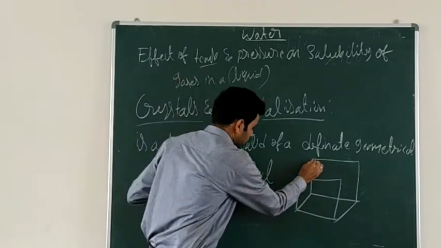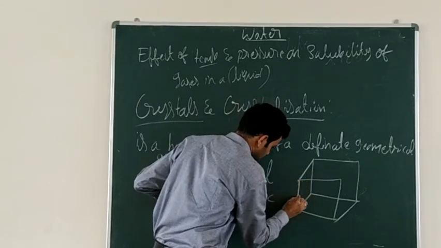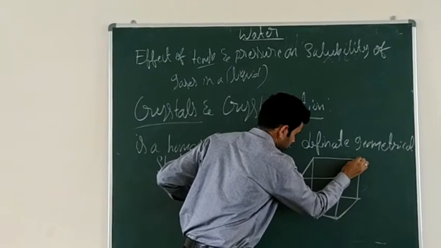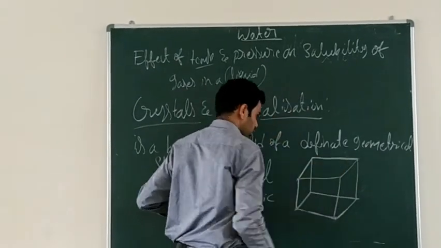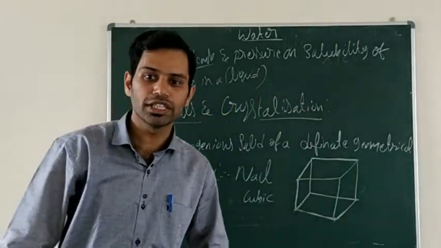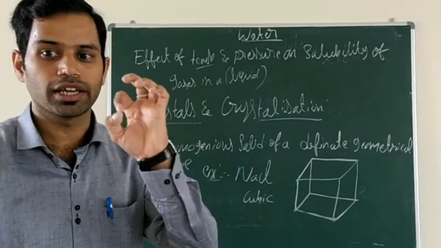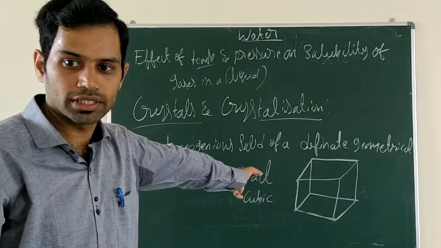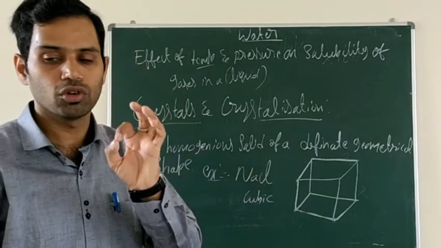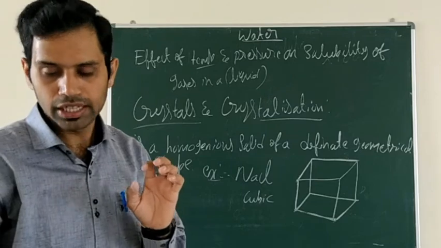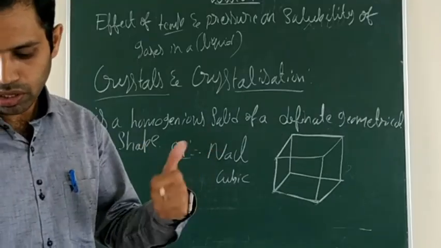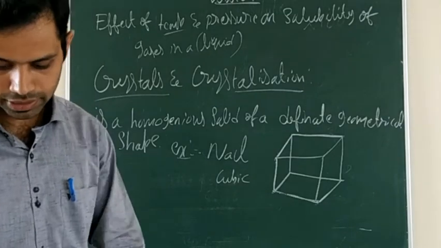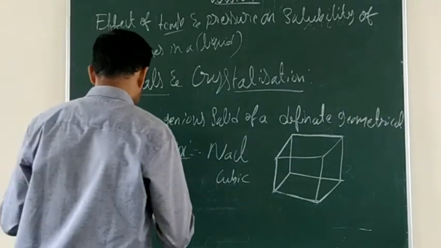Look at that. They are formed with sharp edges. Edges will be very sharp. So crystal is nothing but a homogeneous solid of a definite geometrical shape. A cube is made up of squares, so a cube is a definite geometrical shape. And one more compound, rhombohedric. You can look at your textbook there. It is there in the textbook, rhombohedric.